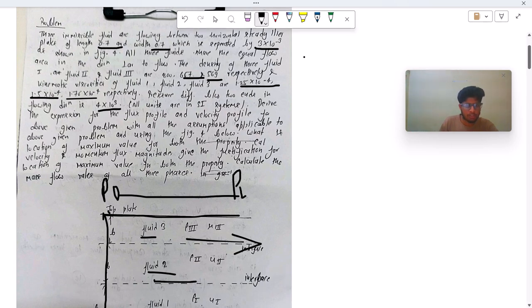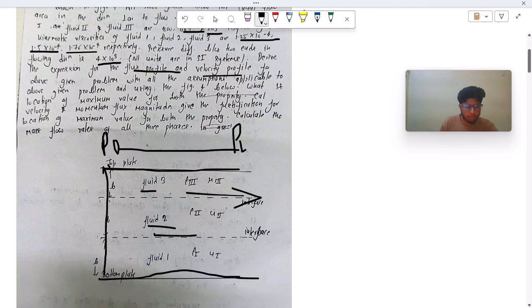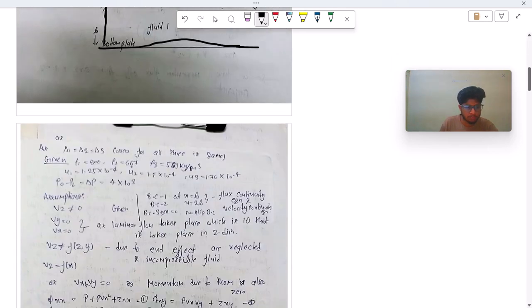So all these things are given in SI units, and we have to derive the expression for the flux profile and velocity profile for the problem, and also find the mass flow rate for all three phases. Before starting the question, first of all we write down the given quantities: densities rho 1, rho 2, rho 3, thicknesses b1, b2, b3, viscosities mu 1, mu 2, mu 3, and the pressure difference delta p.